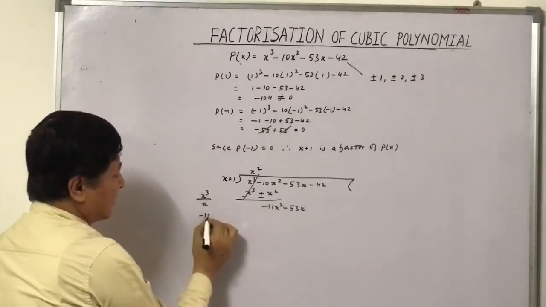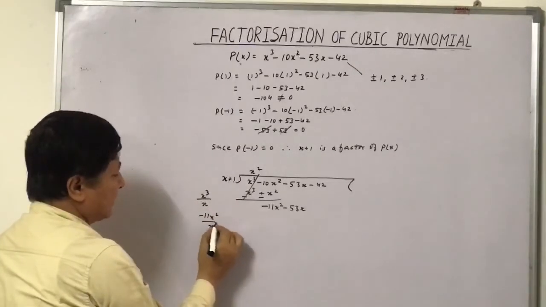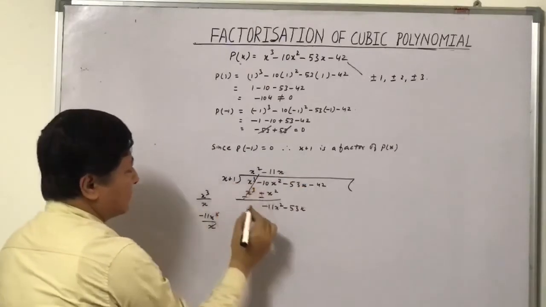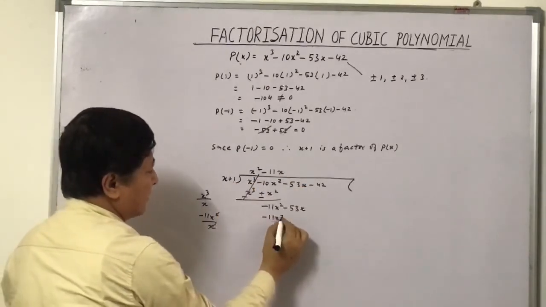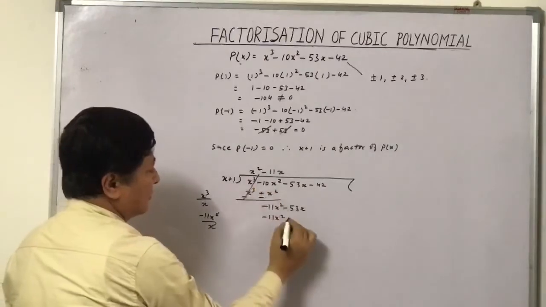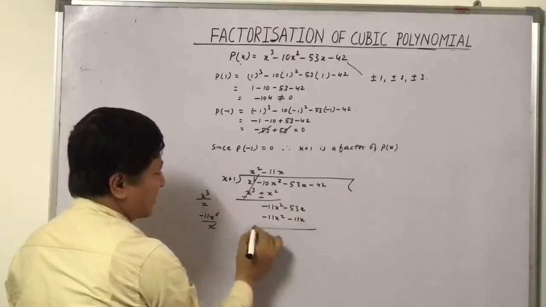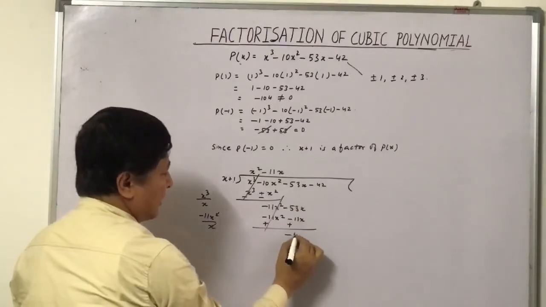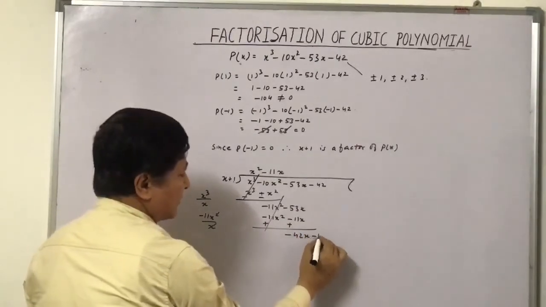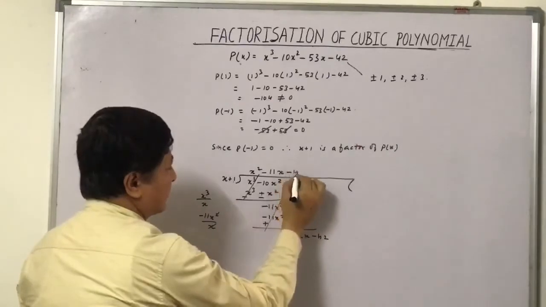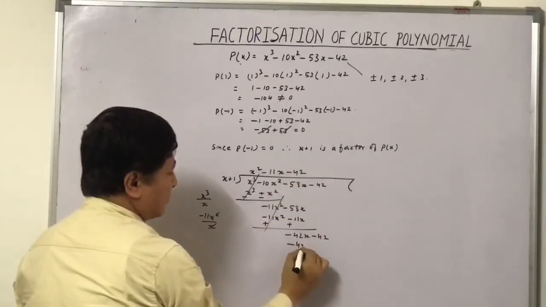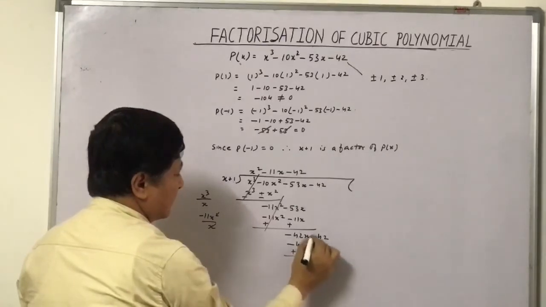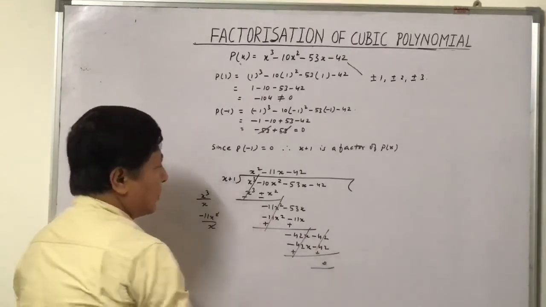Minus 11x square will be divided by x again. So it is minus 11x. Minus 11x into x, minus 11x square; minus 11x into 1, minus 11x. Change the sign, this becomes plus, plus, cancel. This becomes minus 42x, minus 42, and here also minus 42x, minus 42. Change the sign, this will cancel, and it's 0.